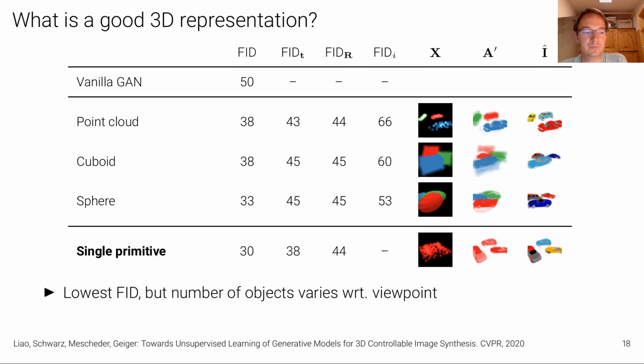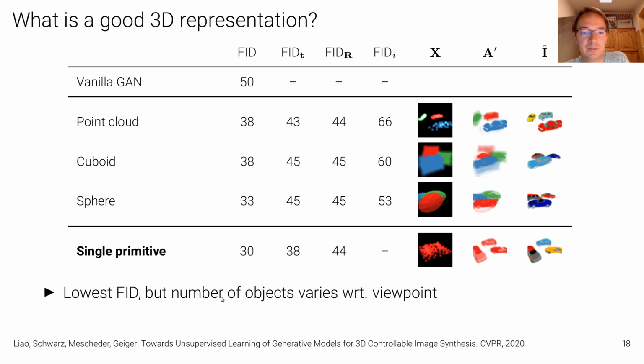We also looked at what happens when we just use a single primitive, in this case a point-based representation, to represent the entire scene. Of course, the objects are not separable anymore, so there's no separate control over each individual object anymore. However, the FID scores are a little bit lower even than for our object-based representation, because it's a bit easier for the model to learn only a single primitive.